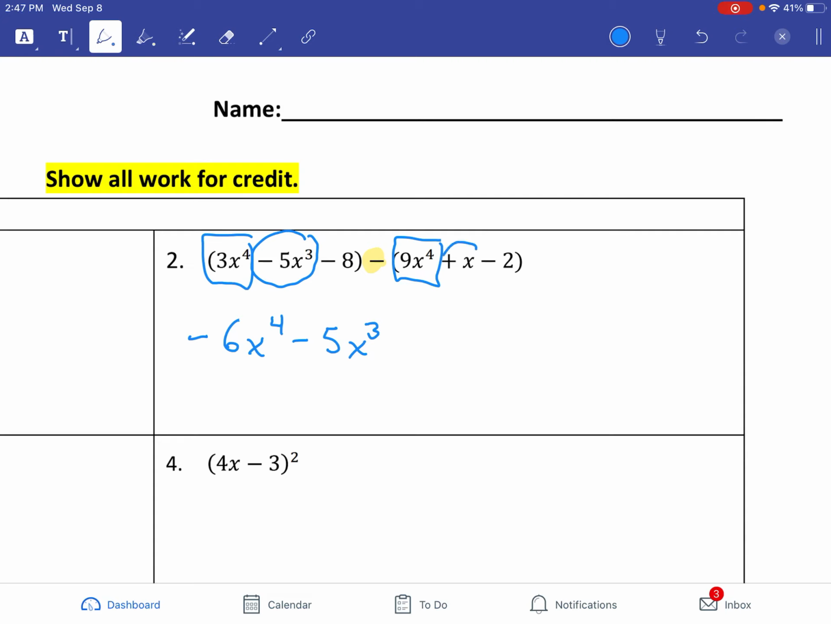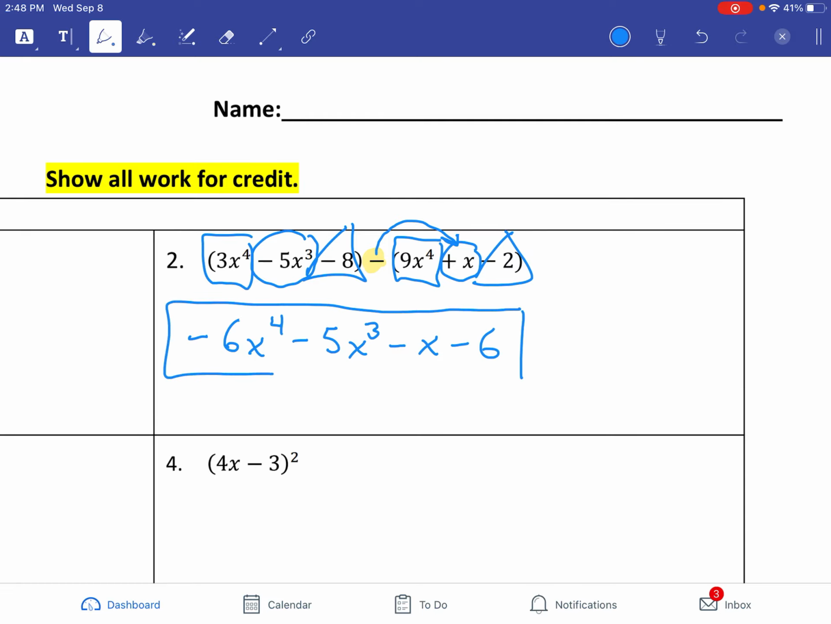Then we have an x, but this x has that minus sign going in front of it, so that's going to give you negative x. And then we have negative 8 minus negative 2. Negative 8 minus negative 2 is negative 8 plus 2, which gives you negative 6. And that is your answer.